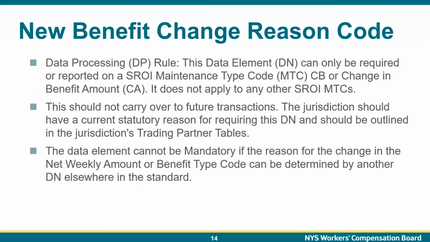The benefit change reason code can only be required or reported on a SROI CB or CA. It cannot be reported on any other SROI MTC. This data element should not be carried over to future transactions. If the change can be determined on another DN, then this cannot be made mandatory. Jurisdictions should have a statutory reason currently in place to require this data element.